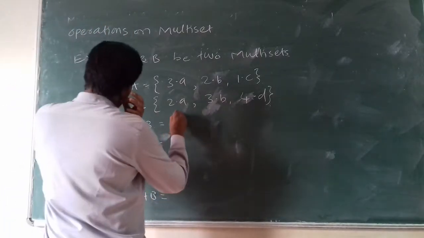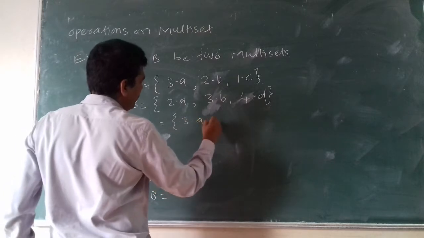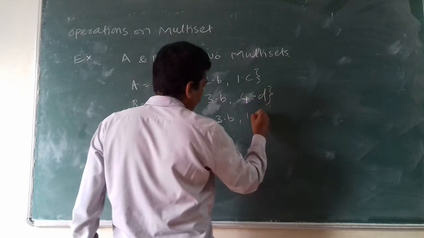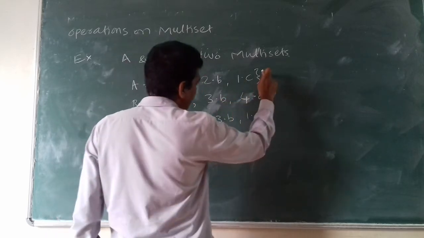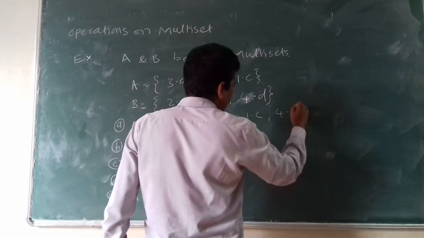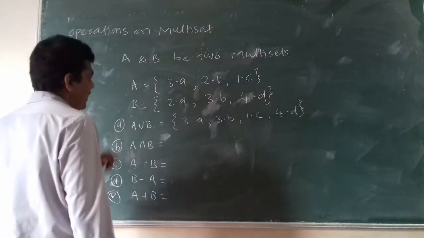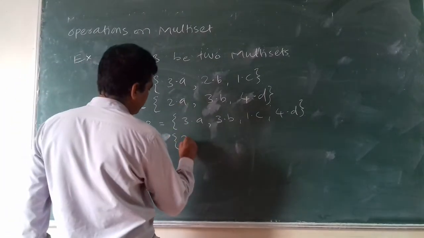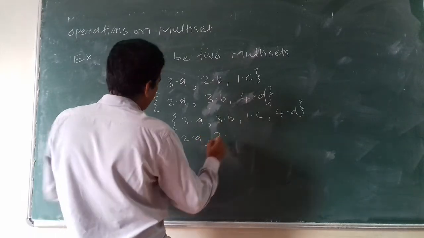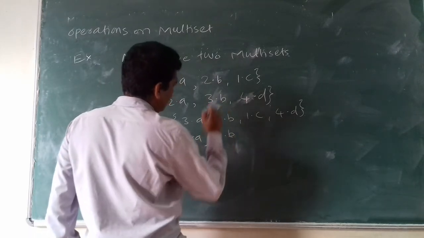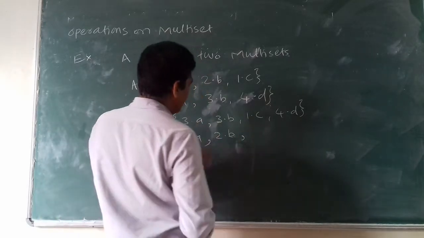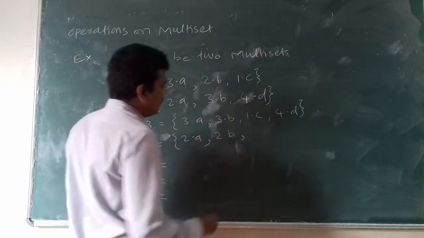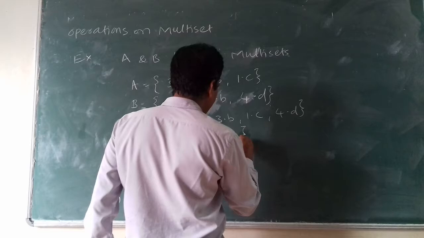A union B is the maximum of the multiplicity. So 3a, 3 dot b, for c the maximum of multiplicity is 1c, where it is 0c in the other, and 4d. So this will be the union. Intersection is the minimum of the multiplicity. So this is 2a with respect to the first element a, 2b with respect to the second element. With respect to c, the minimum of the multiplicity is 0 in the second set, and for d also the minimum of the multiplicity is 0.